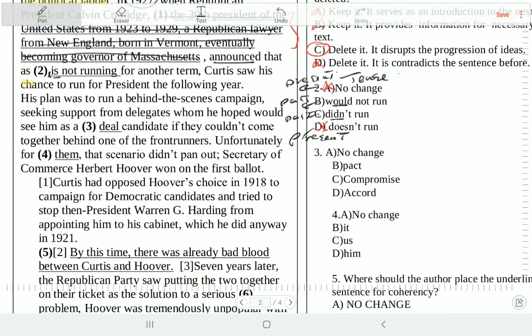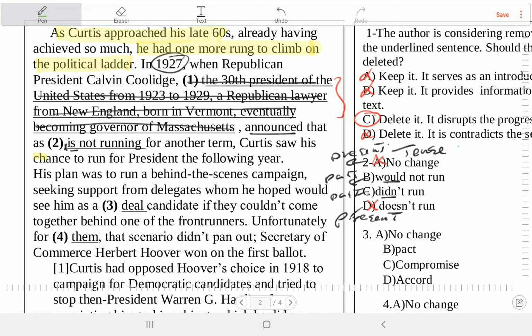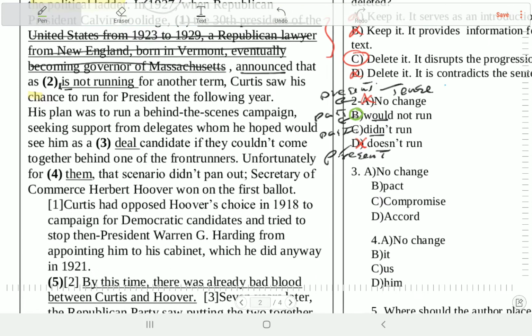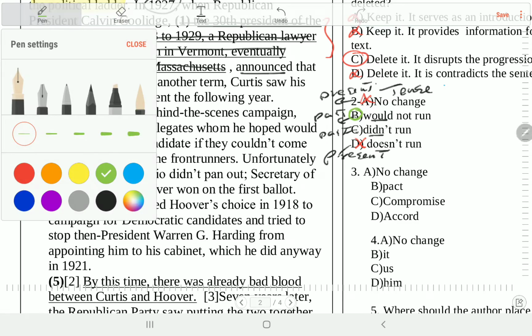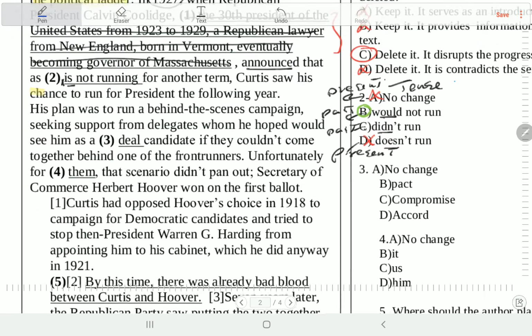Let's go back to this part. What does he say here? He says President Coolidge announced that he didn't run or wouldn't run. In the past he decided that in the future he wouldn't run. He wouldn't become president for another term. So you are in the past and decided in the past that in the future he wouldn't run. So wouldn't run. Remember how to use would. It's somehow tricky, but it's not that difficult. Let's continue. Okay, the next one. Number 3.